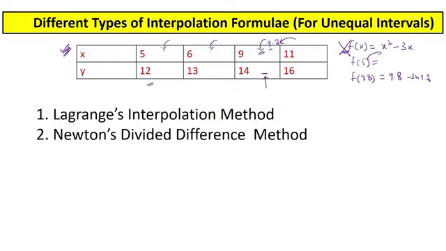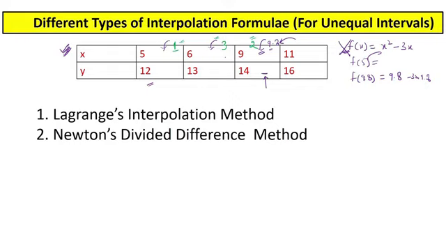So what are equal and unequal intervals? Here you can see that the gap between 5 and 6 is 1, the difference between 6 and 9 is 3, and the difference between 9 and 11 is 2. That means these values of x are not equally spaced. Here the difference is 1, here 3, here 2. This is called unequal intervals.